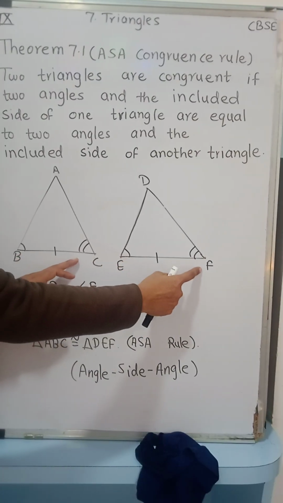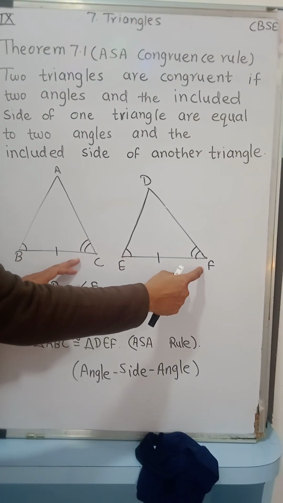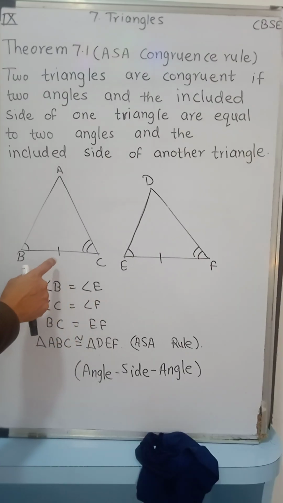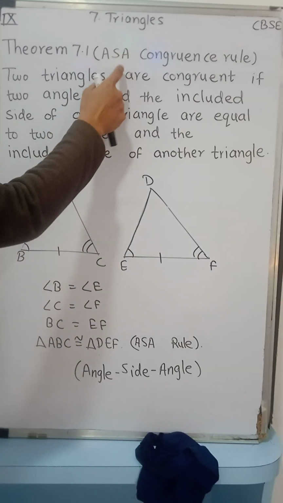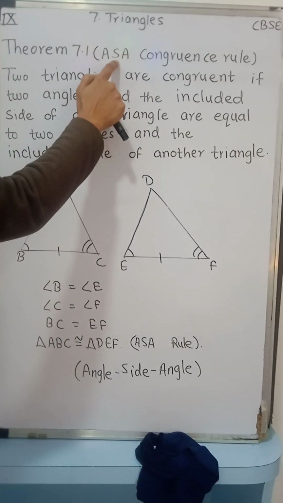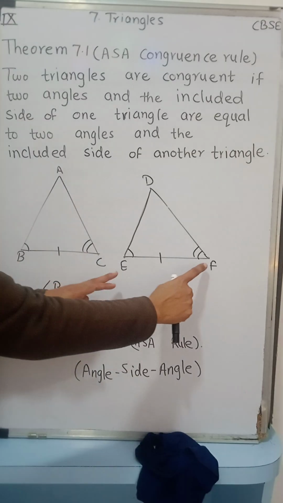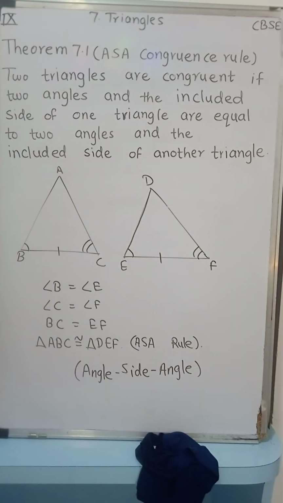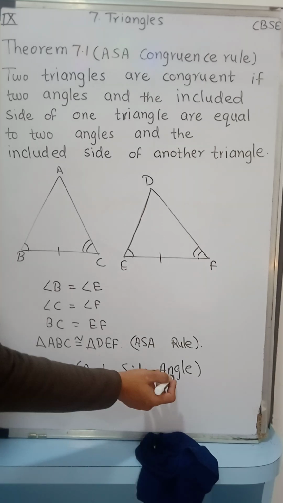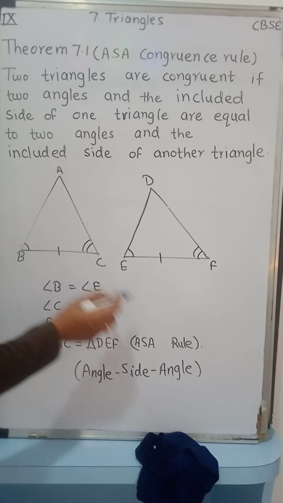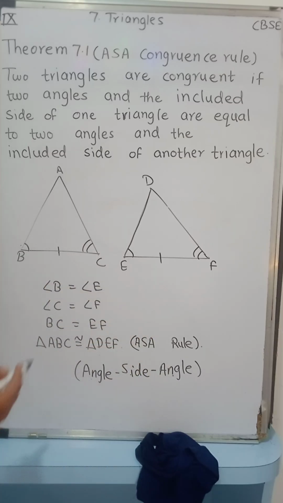Similarly, this angle and this angle should be equal, and it is important that the side between the two angles of one triangle should be equal to the side between the two angles of the other triangle. So therefore it is called the Angle Side Angle rule.